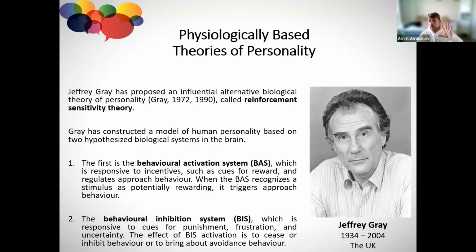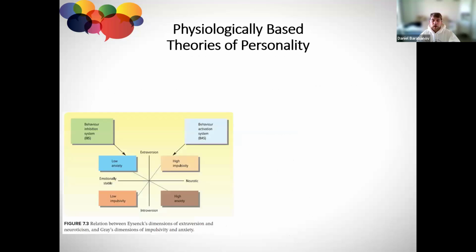So again, these are hypothetical constructs introduced by Jeffrey Gray, but he put forward a hypothesis that people naturally differ, and some people have a more sensitive BAS, and some people have a more sensitive BIS system inside of them. So he tried to create a model, introducing new dimensions of personality, adding something to Eysenck's theory.